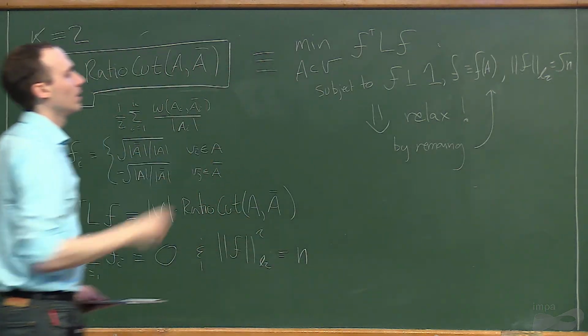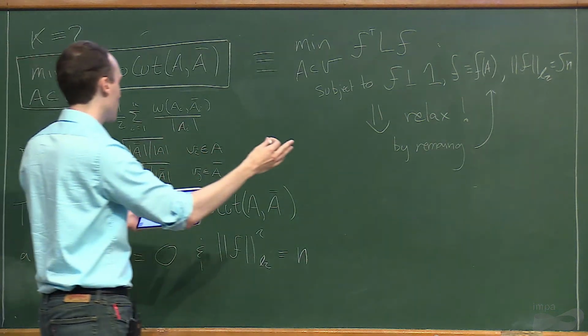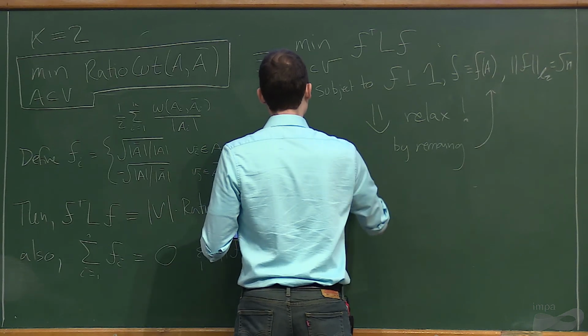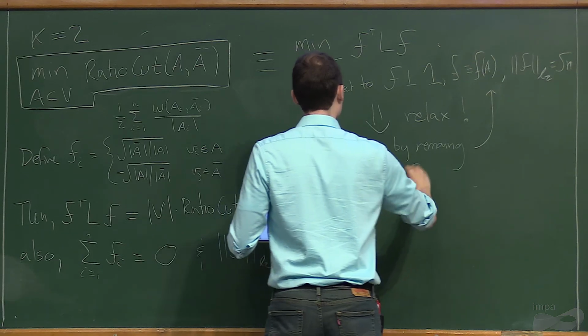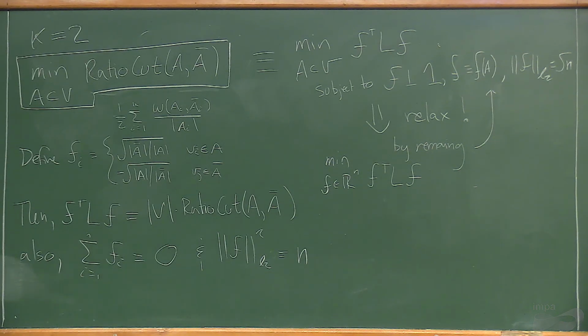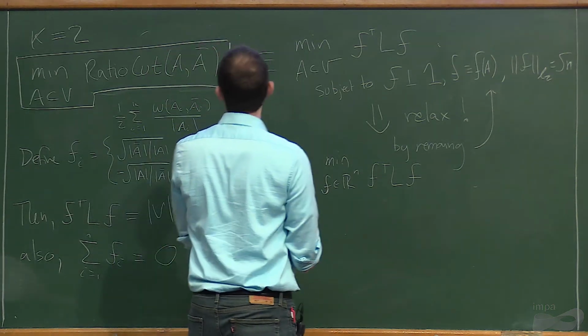So now rather than force us to look at vectors of this form, we're just going to look at general vectors, but now the minimization problem is not going to have A. It's going to have min over F, which for us are n-dimensional vectors, of F transpose LF. Right? Any questions about this?